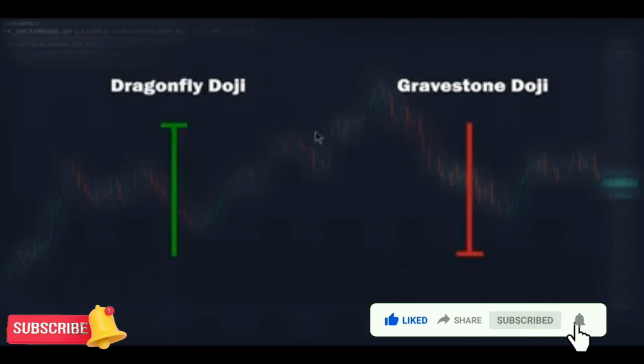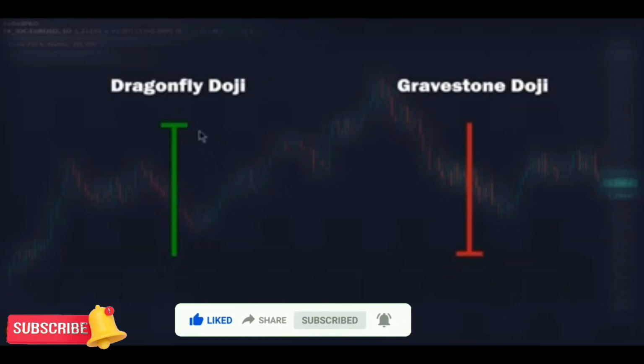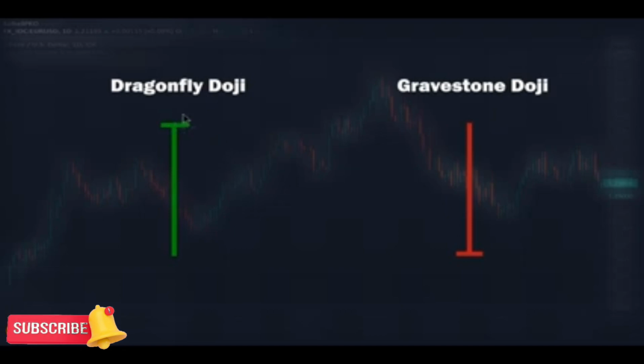Dragonfly doji and gravestone doji. Dragonfly doji is similar to cross doji, but here we don't have upper shadow. Actually, the open, close, and high are equal. And gravestone doji is similar to inverted cross doji, but here we don't have lower shadow, and the open, close, and low are equal. The interpretation, nature, and signals of dragonfly doji and gravestone doji are exactly similar to cross doji and inverted cross doji, so I don't repeat it here again. The only difference is that dragonfly doji and gravestone doji are more significant, and they are actually considered the ideal version of the cross doji and inverted cross doji.